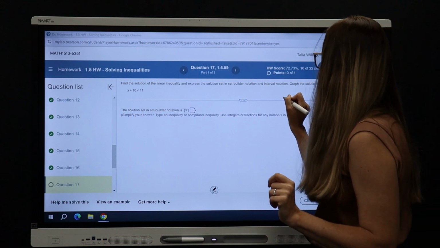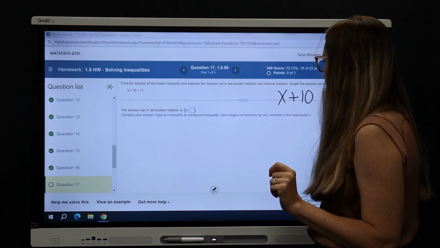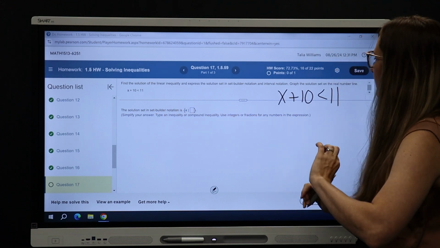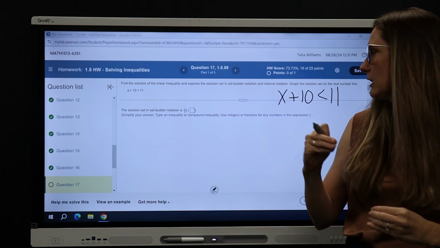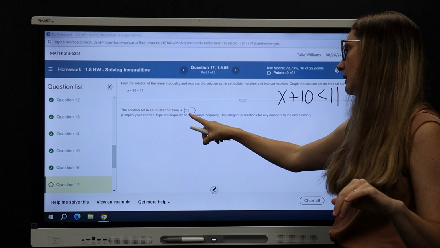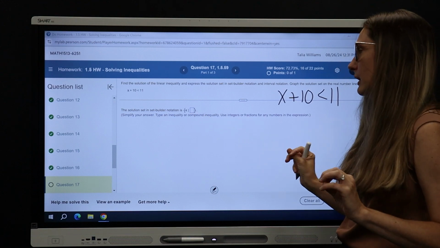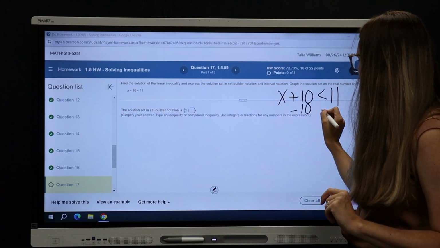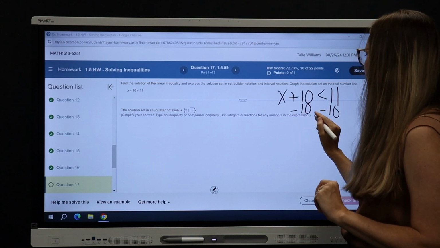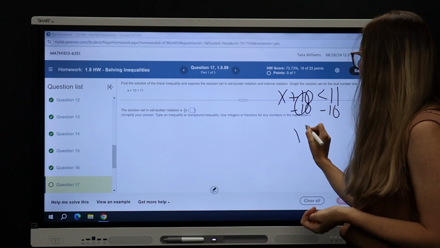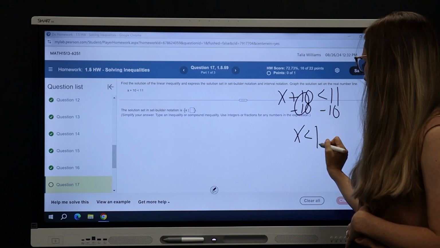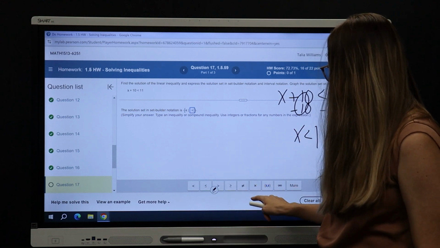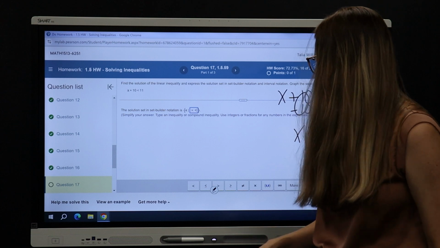Okay, it's fine. x plus 10 is less than 11. So the solution set in set builder notation, they want you to find the inequality, and the inequality is what we put into this spot, like type an inequality or compound inequality. The ones where we had two numbers on both sides are the compounds. So we're subtracting 10 right here. Since we just subtracted 10, the sign stays. We have x is less than 11 subtract 10, which is 1. This is what we put into set builder notation. So x is less than 1.